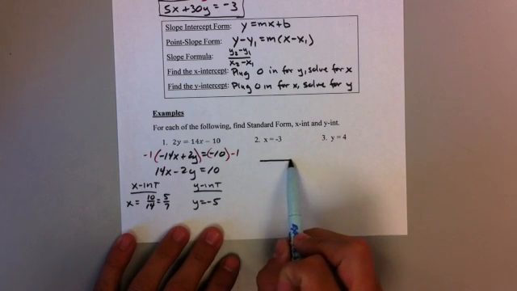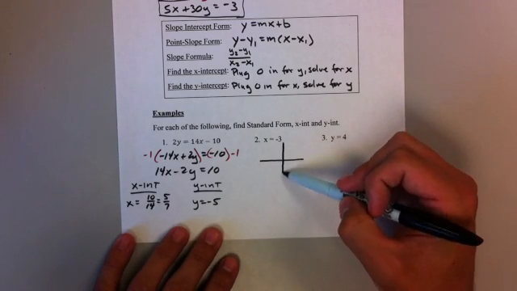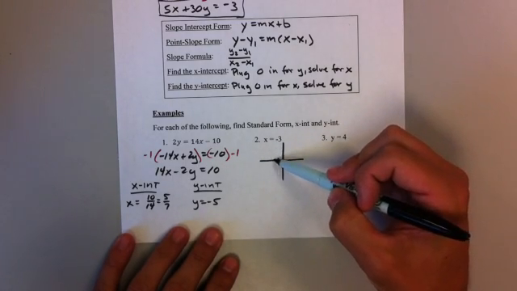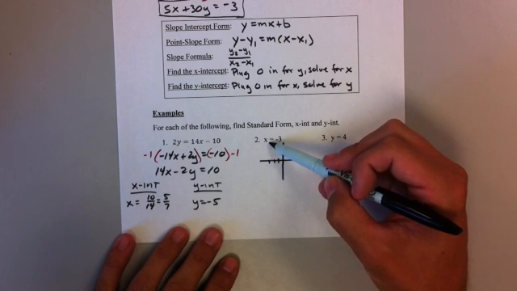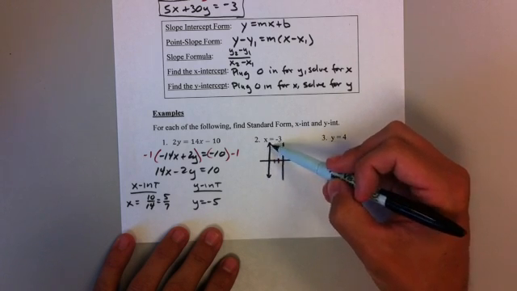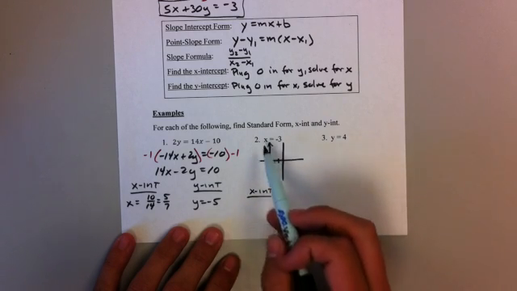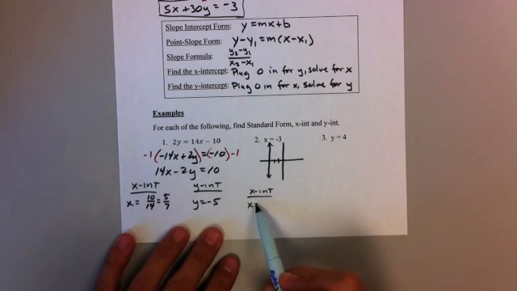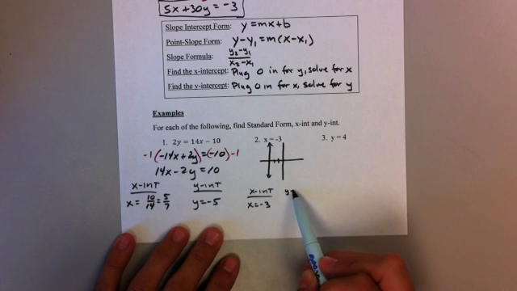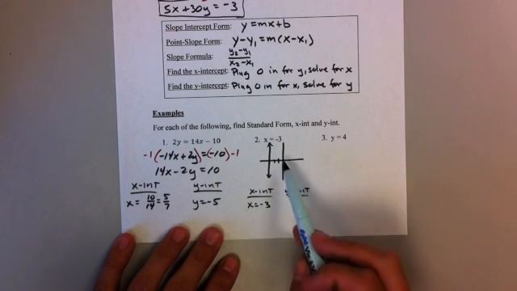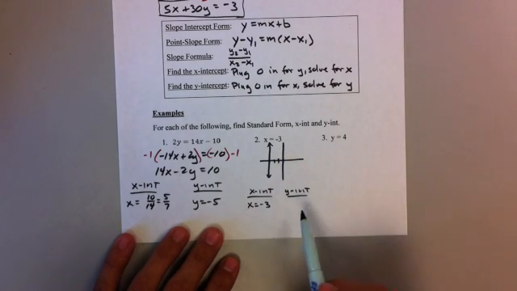If we were to just draw a real rough sketch here, x equals negative 3, 1, 2, 3, it would look something like this. So obviously the x-intercept, x equals negative 3, is negative 3. What's the y-intercept then? Well, it never crosses the y-axis, so it doesn't have one.